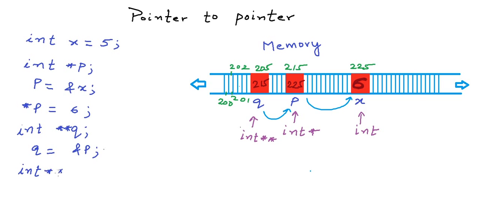So int asterisk asterisk is pointer to pointer, and we will put one more asterisk. We can put these three asterisks immediately after this keyword int, or we can put them immediately before the variable name, like we have done in the case of q here.